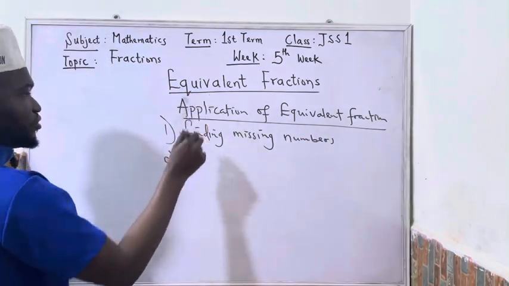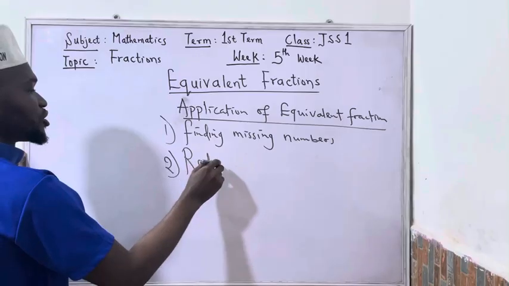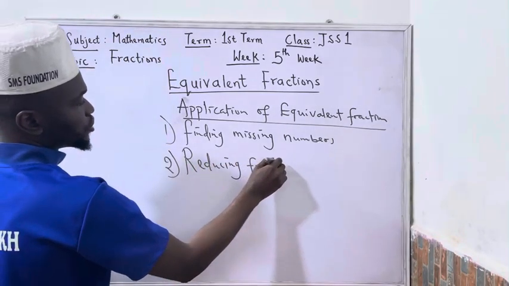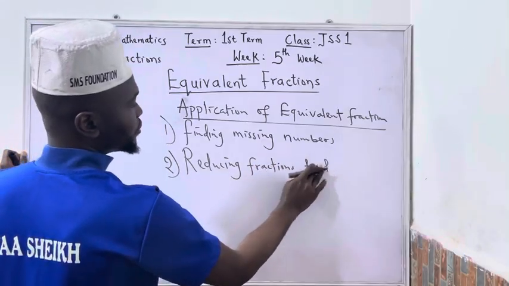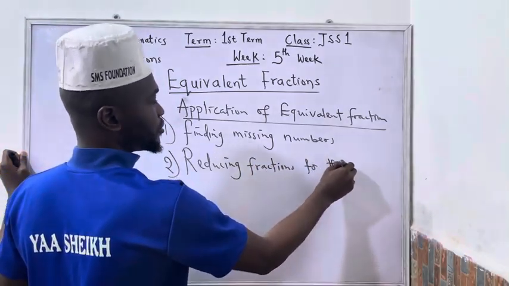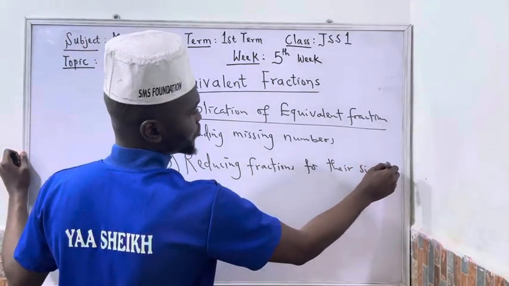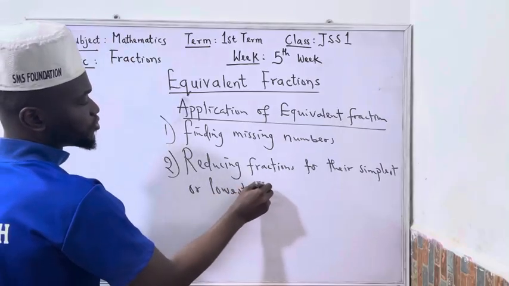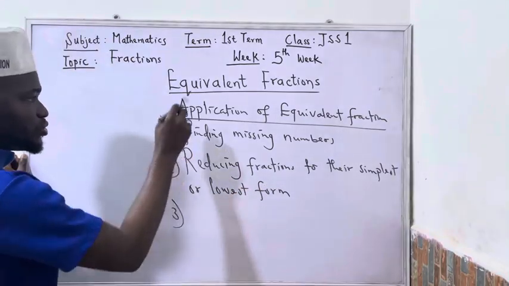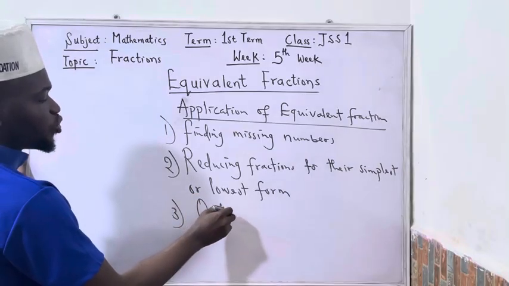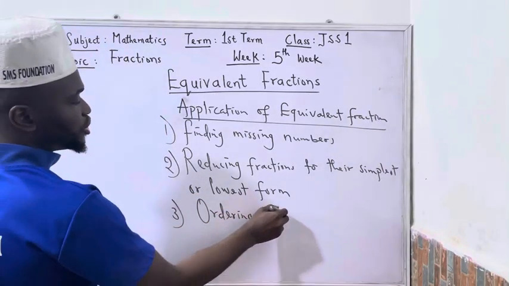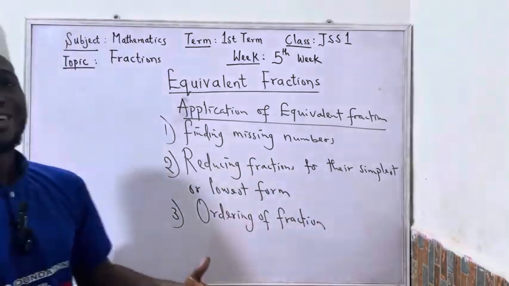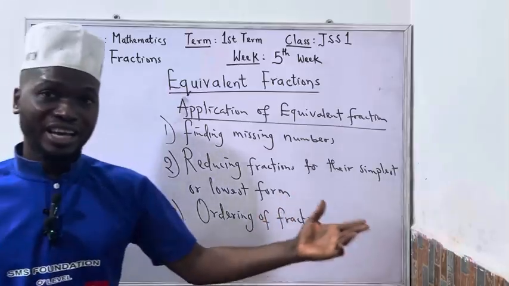We can also use equivalent fraction to reduce fractions to their simplest form. We call it simplest or lowest form. And then we can use the concept of equivalent fraction under ordering of fractions, like arranging fractions from the highest to the lowest.